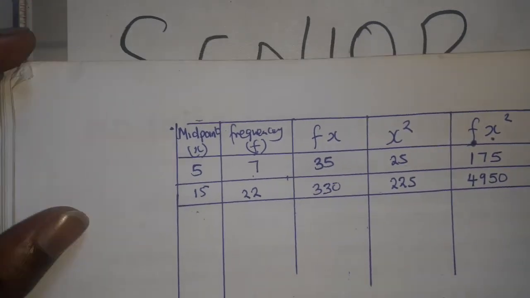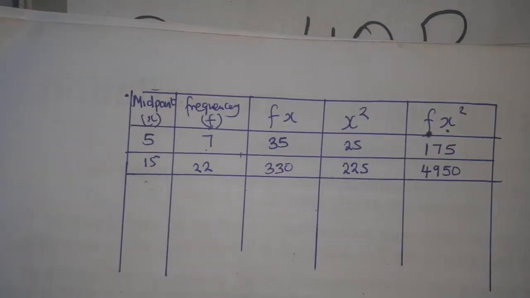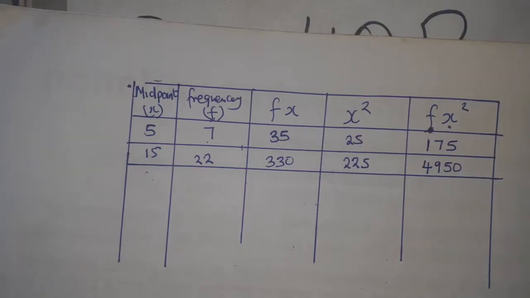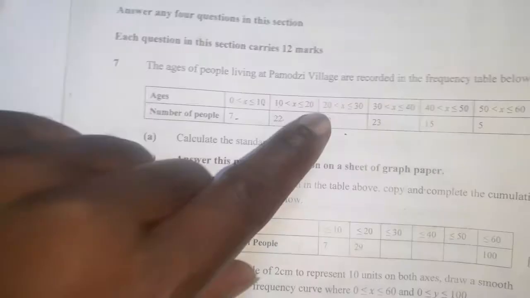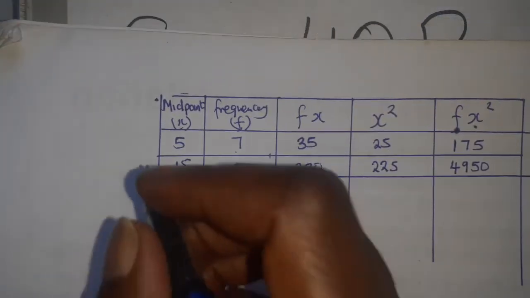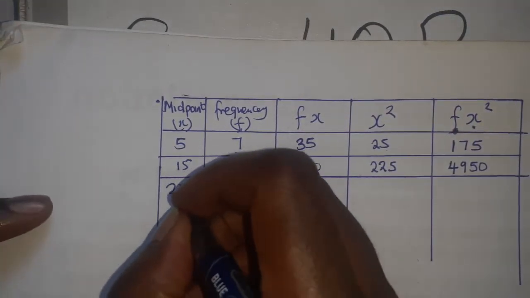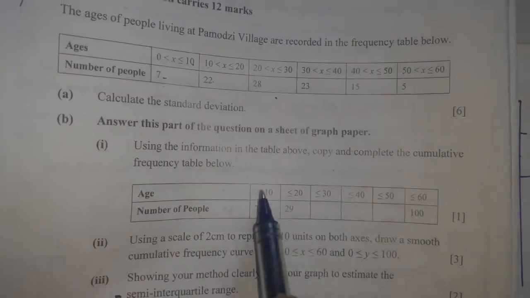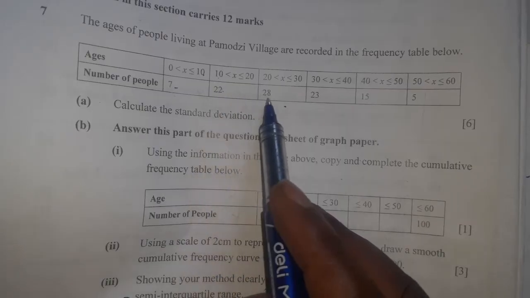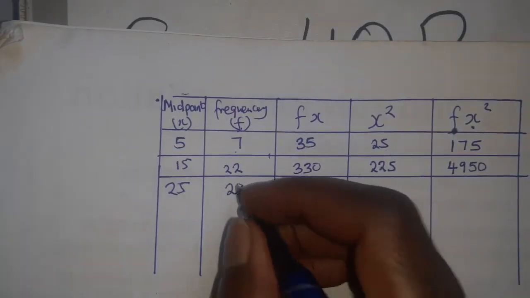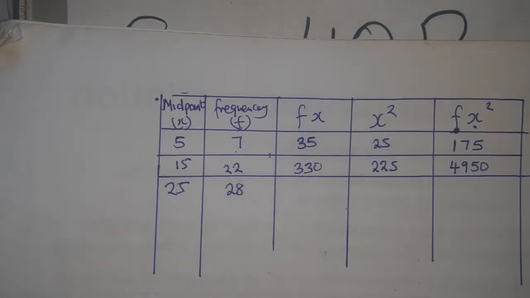So you move on now to the next one, which is what do we have? The midpoint. Now we are looking at the midpoint of what? Of 20 and 30. What is it? 25. So we write 25 here. Okay. Then we look at the frequency that goes with 25. What is it? It's 28, isn't it? So we write 28 here and then continue with this same process.